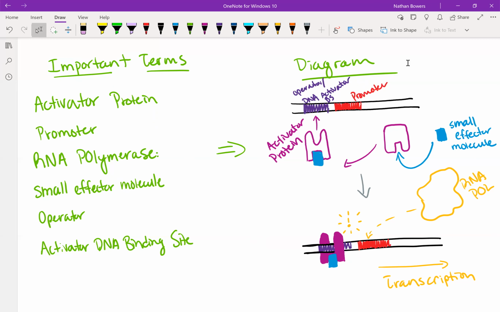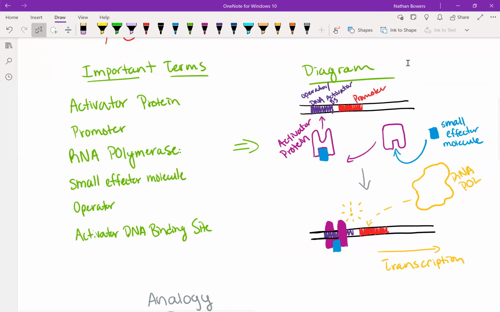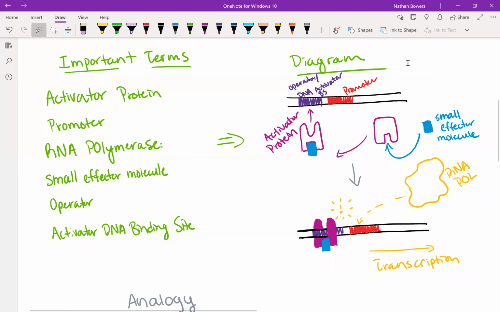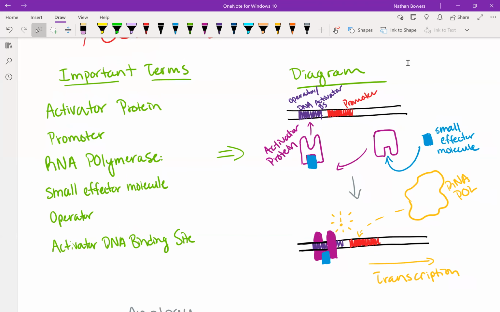it allows transcription to occur, because the RNA polymerase, indicated here in yellow, sees that activator protein bound to the operator, indicated by this little exclamation point. It sees it. It's like, okay, yeah, I can start transcription right now by binding to this promoter. This is where the promoter is, because the activator protein binds to the operator.